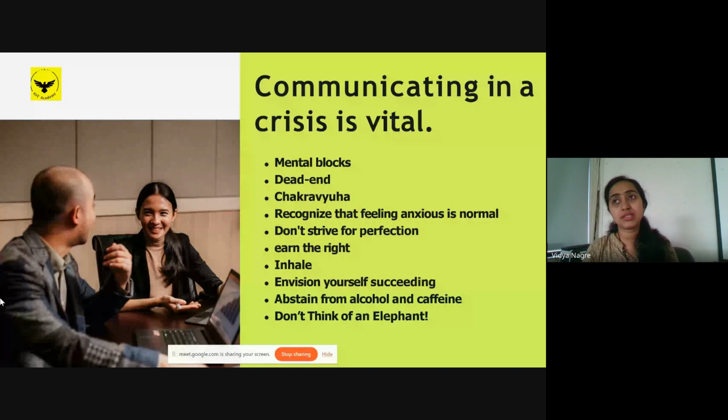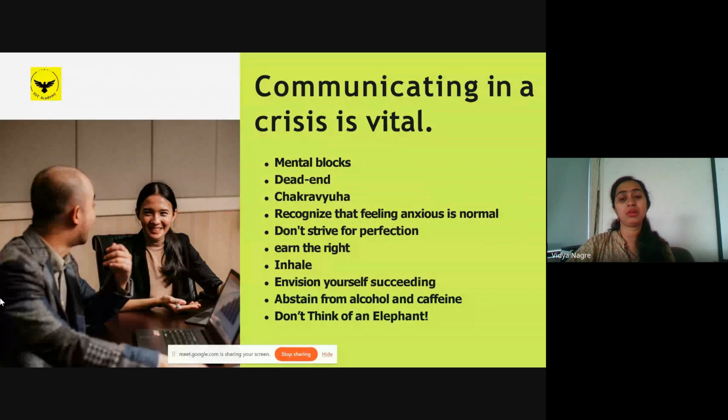Meditate, practice good exercises that will help you lessen your stress. Envision yourself succeeding in tough situations. Imagine or create a kind of imagination that you are going there and you will be doing it with confidence, and you will succeed in something.